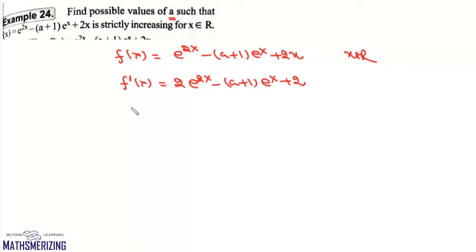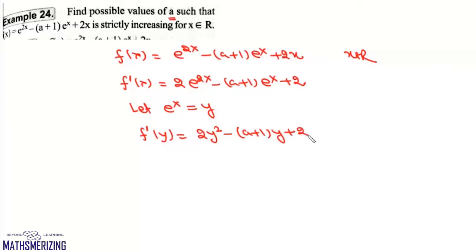Now if we let e to the power x as y, then we can write f dash y equals 2y square minus a plus 1 y plus 2, and it should be greater than or equal to 0 for all y greater than 0, because e to the power x is always greater than 0, which simply means that this quadratic expression must be positive when y is greater than 0. So here we'll have two conditions.